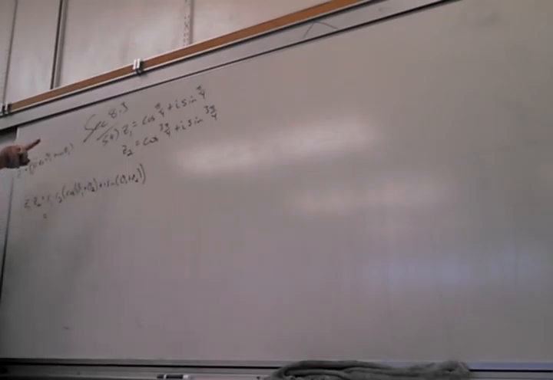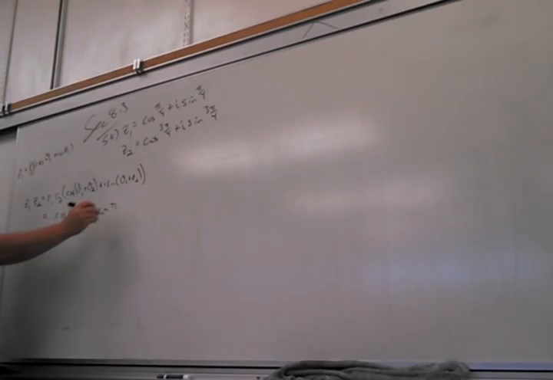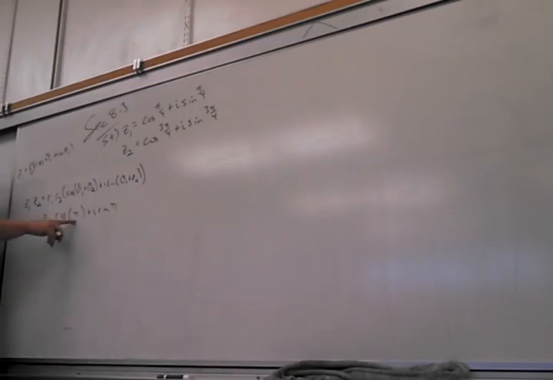What's R1 and R2? 1 times 1? 1. Good. And then I get cosine of pi plus I sine pi. That was not too bad, right? And what's cosine pi? And what's sine pi? 0.